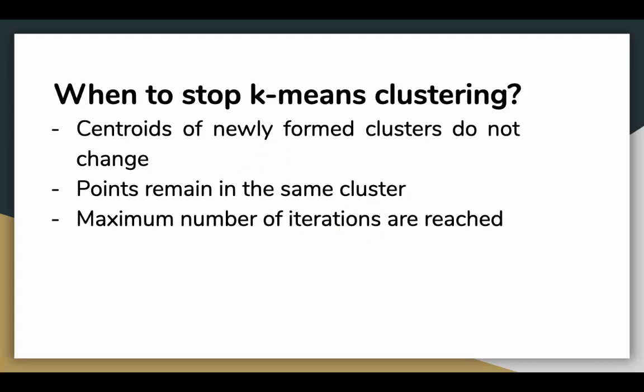So, essentially, there are 3 ways to stop k-means clustering. First is the centroid of newly formed clusters do not change. So, if the centroids don't change, that means we have reached the end, and that is the best way we can actually cluster our data. Second, the points remain in the same cluster. So if the points remain in the same cluster, that means that there is no further possible way to improve our clustering algorithm. And the last is the maximum number of iterations that are reached. So the number of iterations is subjective, so it depends from person to person. So we can actually focus more on the first 2 points and not on the last point as much.